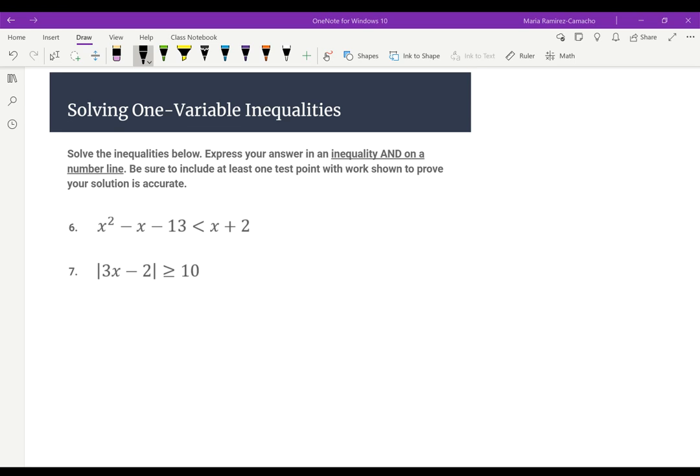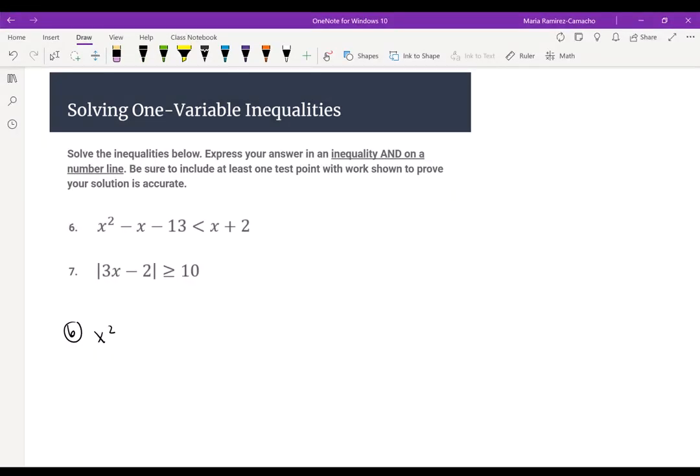6 and 7 say, solve the inequalities below, express your answer in an inequality and on a number line. Be sure to include at least one test point with work shown to prove your solution is accurate. So I'm going to start with number 6.